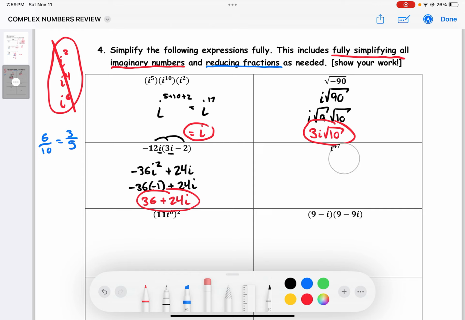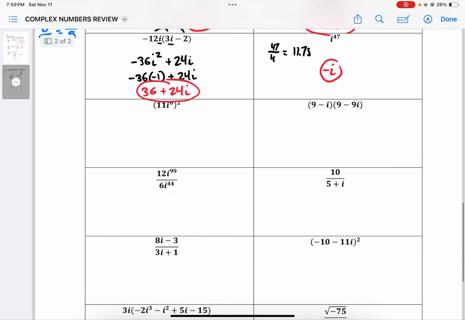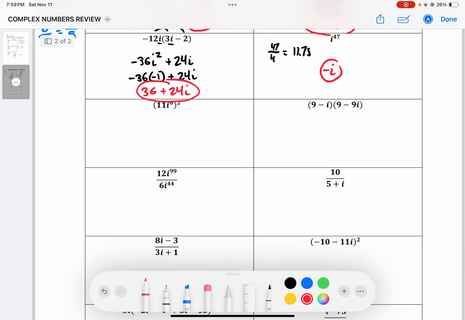Now let me erase a little bit so you can see that i to the power of 47, that exponent, is bigger than 4. So we divide by 4. 47 divided by 4 is 11.75. So the decimal ends in 0.75. So this is -i. Moving on. And I will erase that circle as well. They keep on covering up questions.